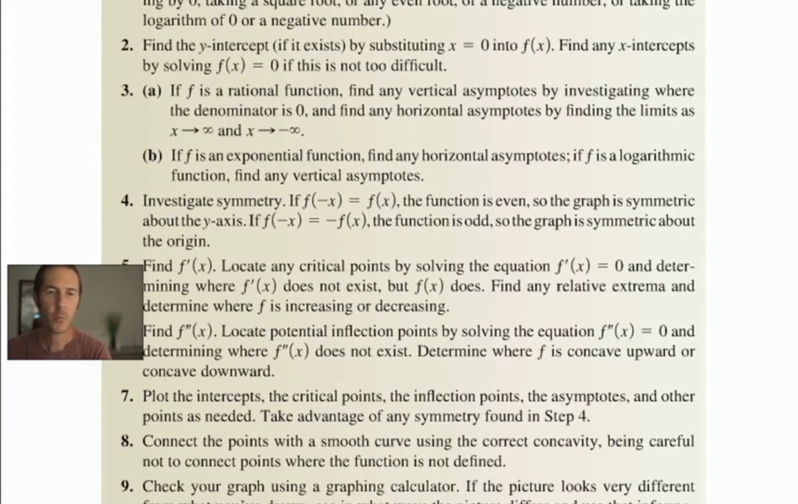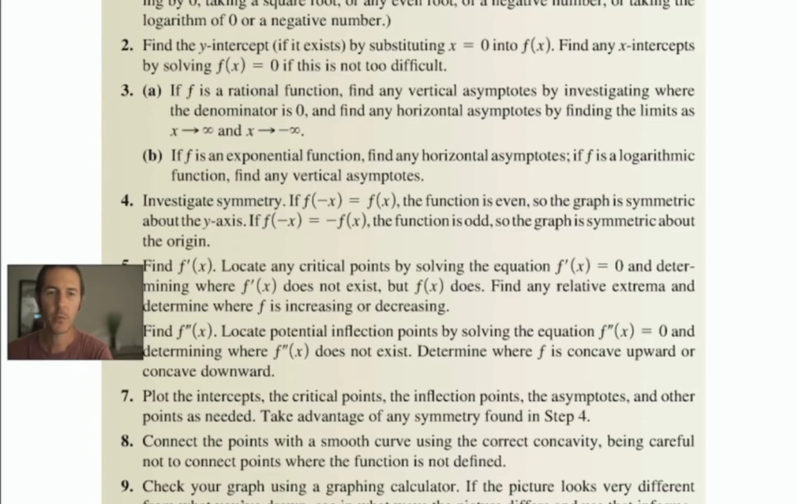Number 3 says that if we're working with a rational function, and a rational function, remember, is a function where you have your variable in the denominator, you might want to identify any vertical asymptotes, and those are going to happen when your denominator ends up equaling 0. So that's really part of that conversation about domain. You could also locate any horizontal asymptotes by taking your x values and sending them off to positive or negative infinity.